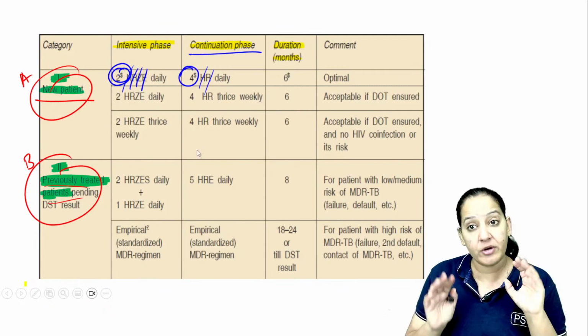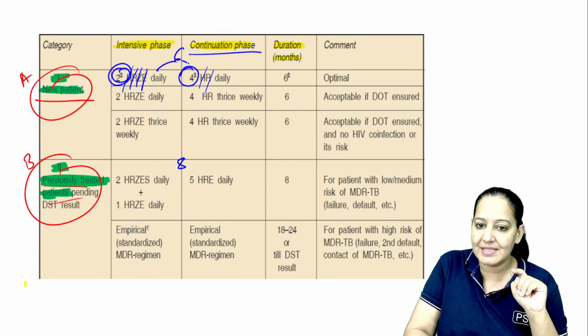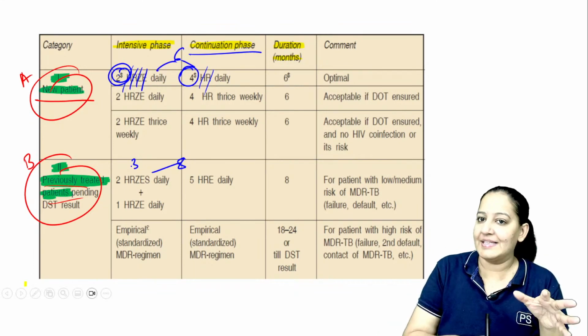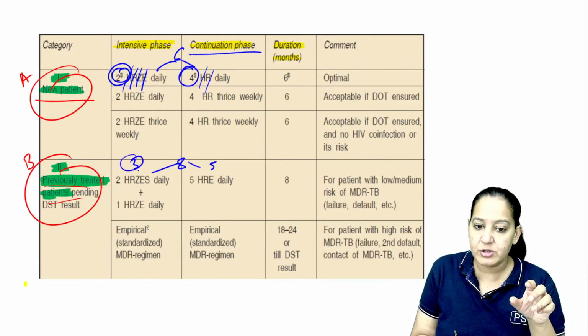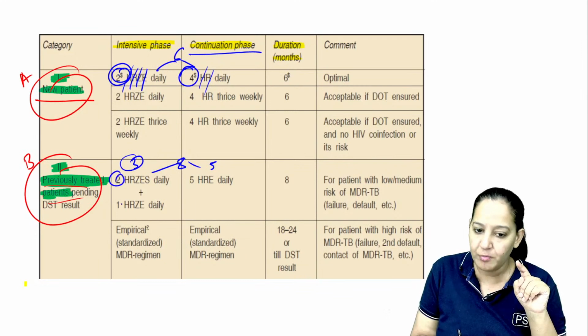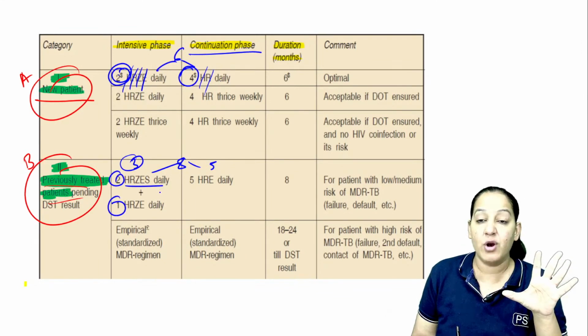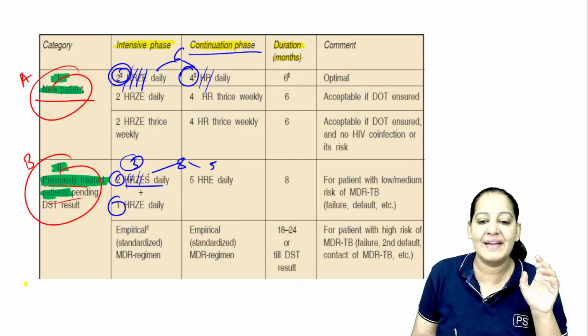In Cat 2 you give total treatment for 8 months, not 6. Here 6 and here 8. Out of 8, the 3 months are intensive and the remaining 5 months are continuation. The 3 months we also divide into 2 portions, the first 2 months and then 1 month. What is the difference? In the first 2 months we give all 5. What are all 5? HRZES. We give S also.